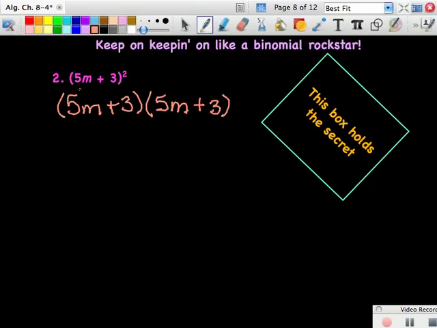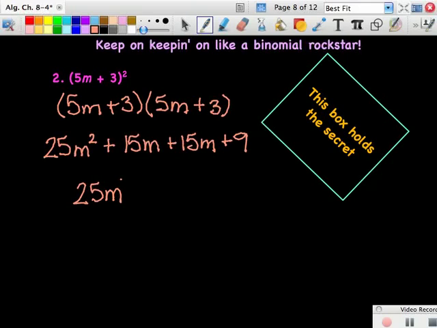Coefficients, multiply. Bases for the variables, multiply, add exponents. So there's my first term, outer, 15m, inner, 15m. Last is 9. Combine like terms, 25m squared. These 2 in the middle are like terms, so plus 30m plus 9. Also notice that I did not change the exponent, I only changed the coefficient here. So here's our answer. Isn't it pretty? All right, so, well, there you are.